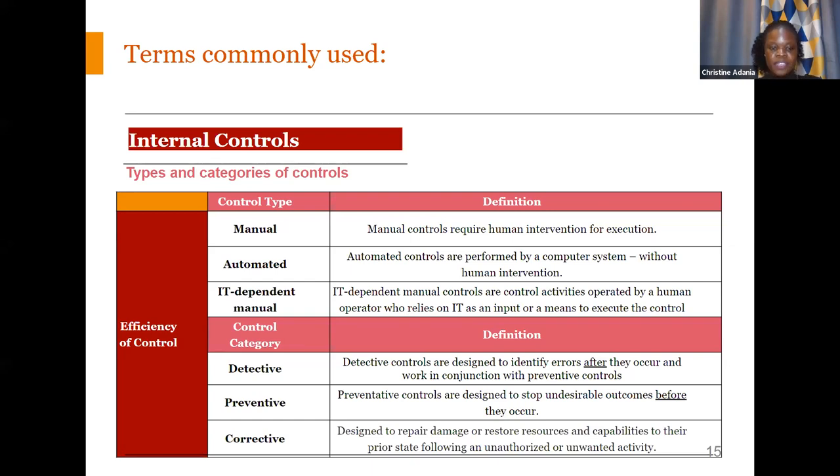Then controls are also categorized into three types. There is preventive, detective, and corrective. Preventive controls are put in place to stop an error or malfunction before it actually happens. Notice the word before. Detective is after. Can the controls identify the errors after? If they can, then those are detective controls.